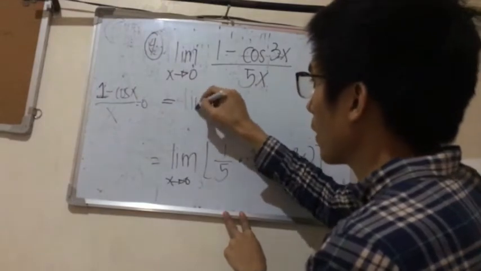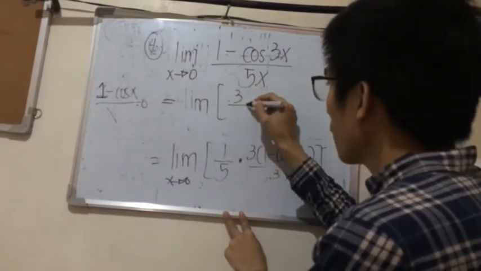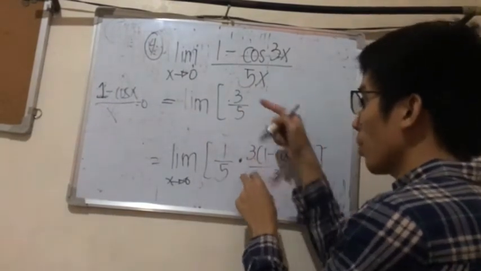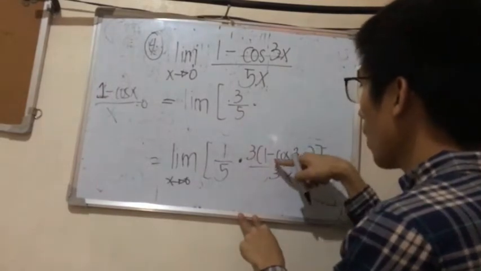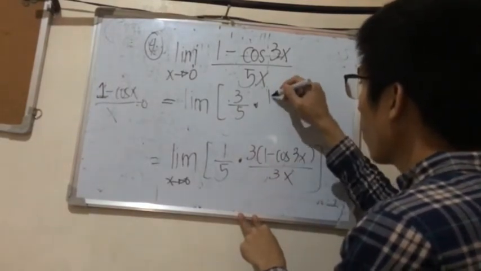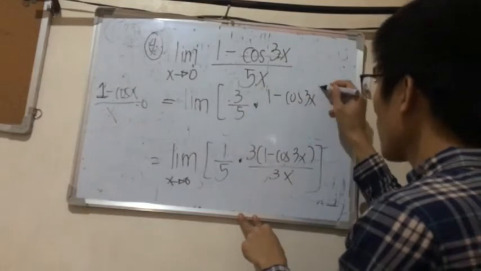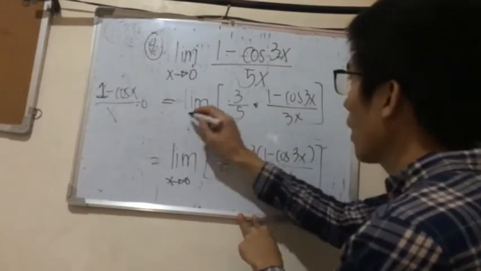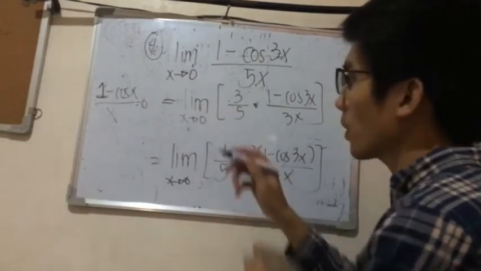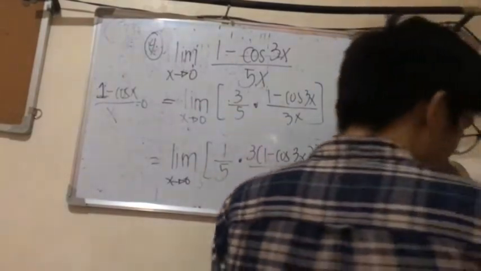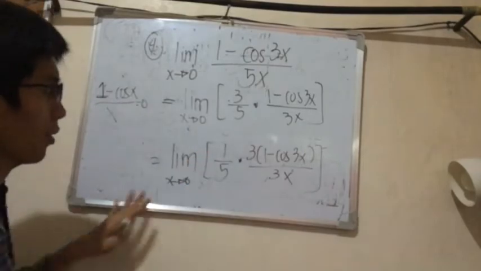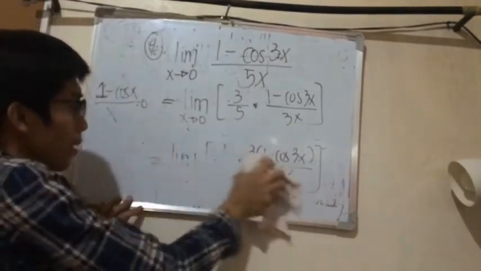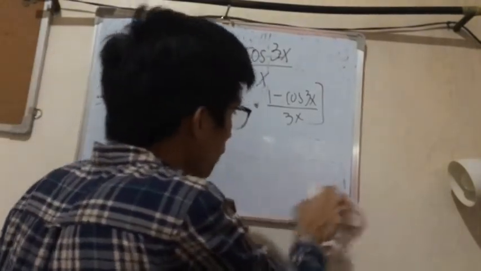So it will become the limit of 3 over 5. I just multiply 3 times 1, 3 over 5, times, what's the remaining here? That is 1 minus cosine 3x all over 3x, as x approaches 0. Okay, so that is now the new form of the function.